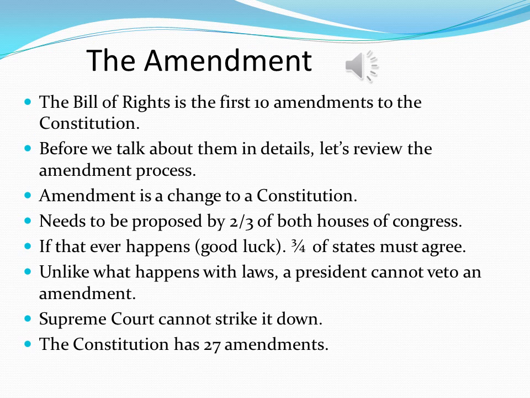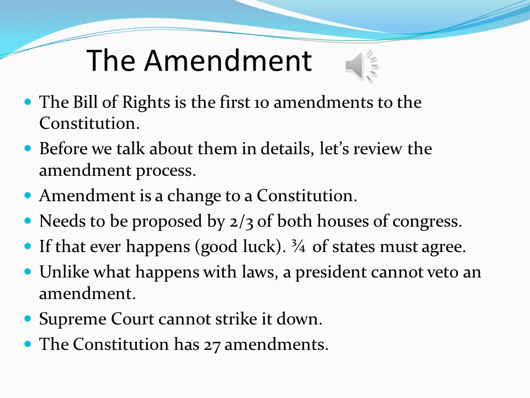The amendment. So the Bill of Rights is the first 10 amendments to the Constitution. Before we talk about them in detail, let's review the amendment process. So an amendment is a change to the Constitution. So how do we pass one?